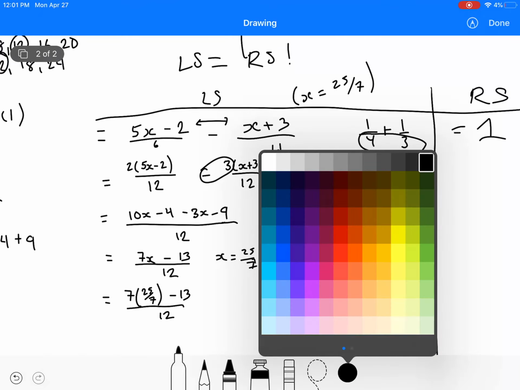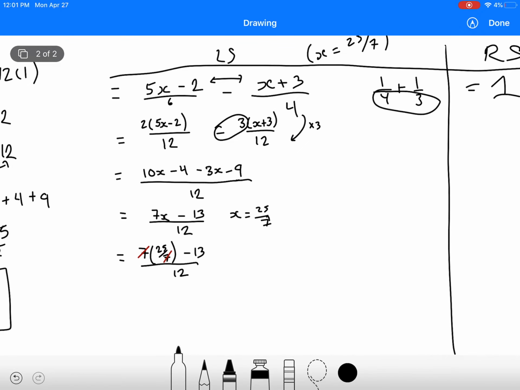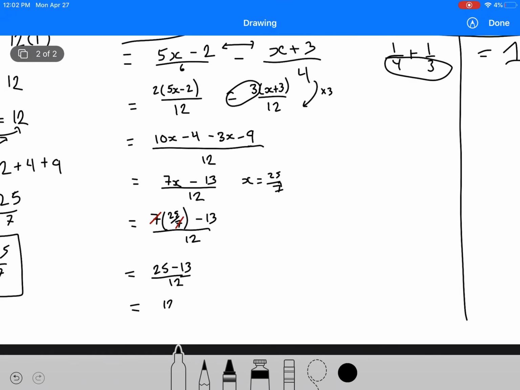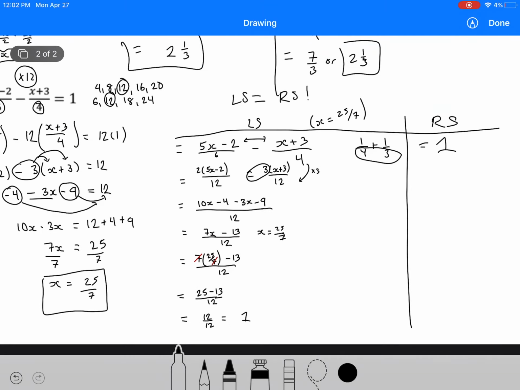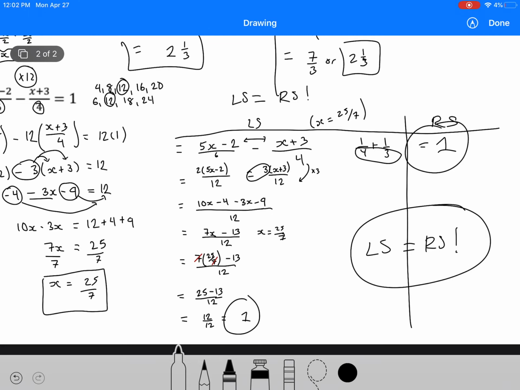The reason why I say that's nice is now look at this. I can cancel out those 7s, and that leaves me with this fraction: 25 minus 13, divided by 12. That's equal to 12 divided by 12, which is equal to 1. And look at that. The right side equals 1. The left side equals 1. Left side equals right side.